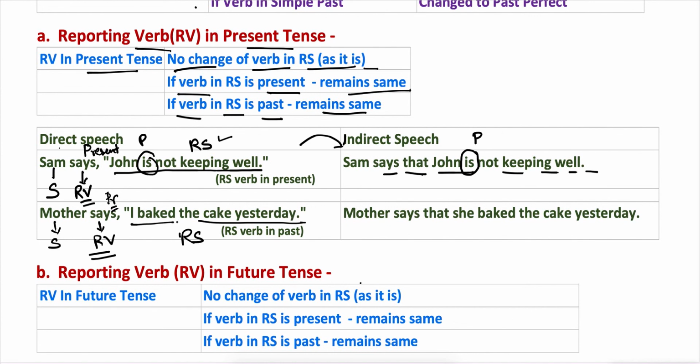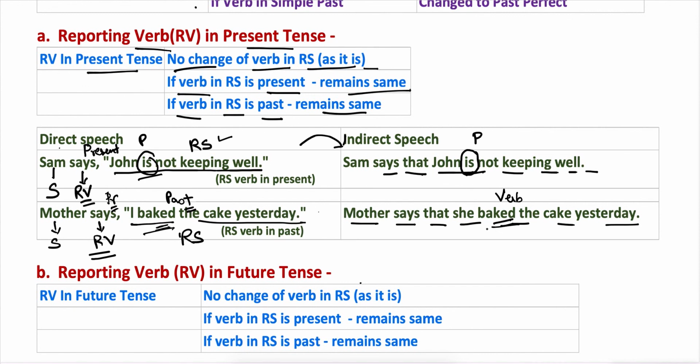So what is the verb here in the reported speech? I baked the cake yesterday. So baked tells us that it is in past tense. So it will remain in past. So mother says that she baked the cake yesterday. Here also the verb remains the same. Baked, baked. We have not changed the verb. So when the reporting verb is in present tense, the verb of the reported speech will not change.